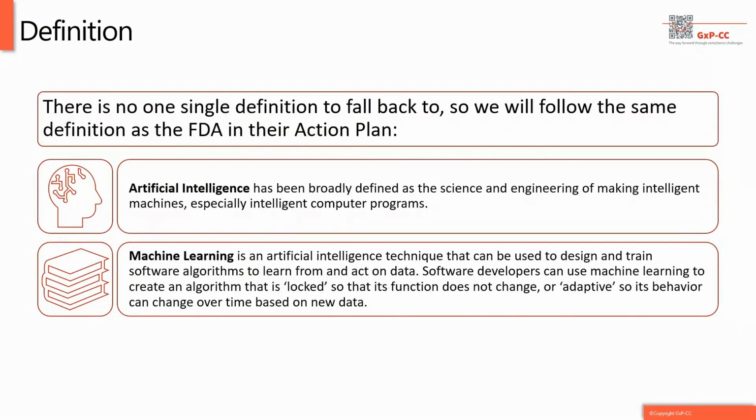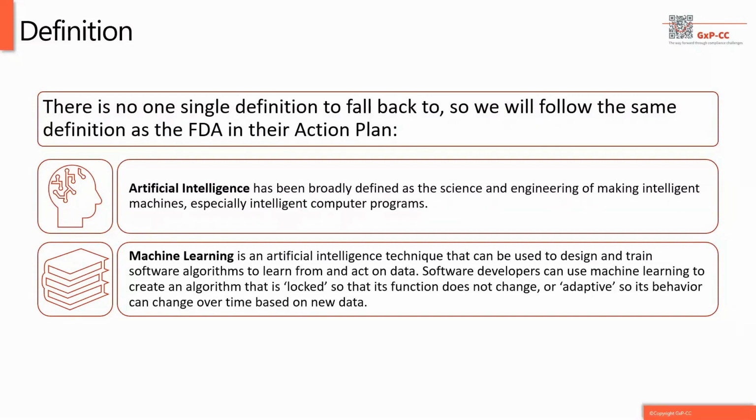So let us start with the definition. And here we are out of luck because there is no one unique definition of AI or machine learning. So I was so free and listed here the definition that the FDA is using in their action plan. For artificial intelligence, they say it is broadly defined as the science and engineering of making intelligent machines, especially intelligent computer programs. This definition is not very good to work with because it's tautological in nature. Artificial intelligence is something that makes an intelligent machine. Difficult to define something with that.